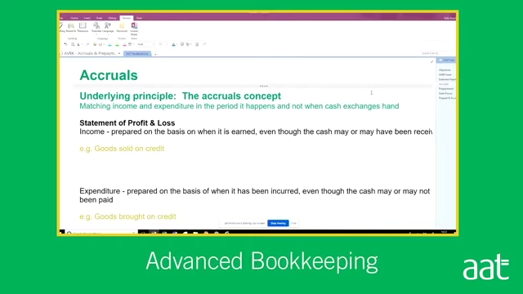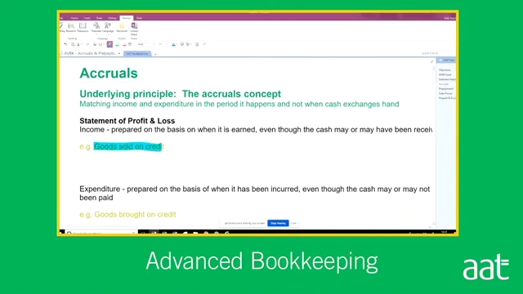So let's think about the statement of profit and loss first of all. So we've got obviously income and expenditure. So let's have a look at income first. So we obviously prepare the statement of profit and loss on the basis of when the income is earned and not when cash exchanges hands. So, we will always recognise the income even though we've not been paid for it. So the classic example that we've got here is goods that are sold on credit.